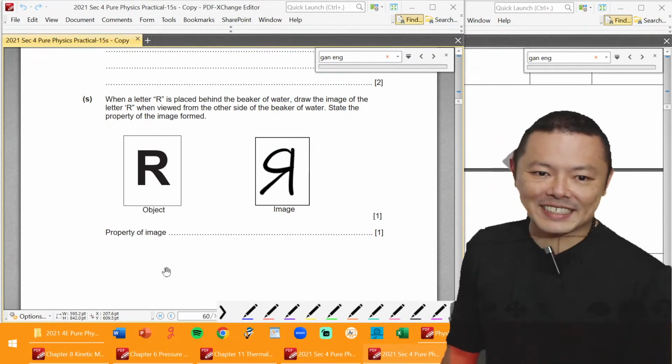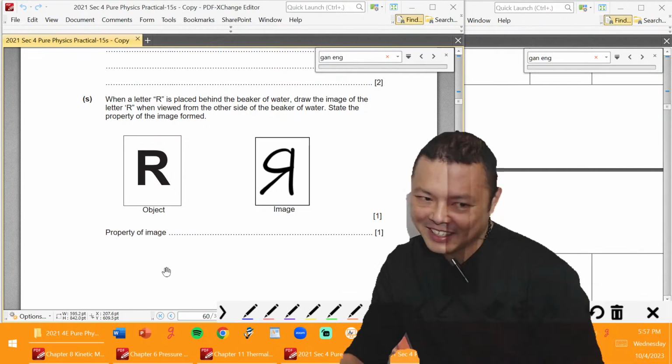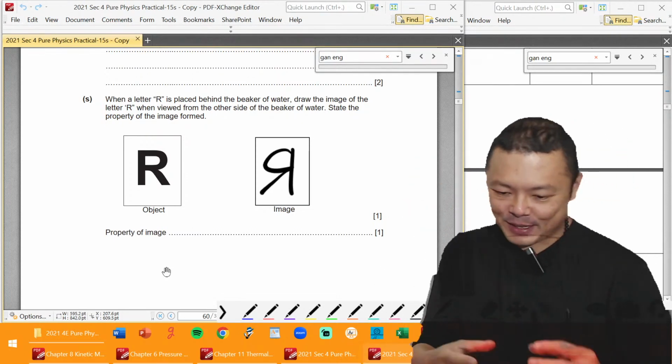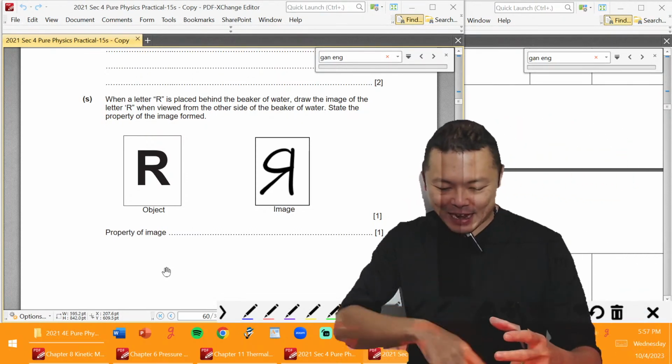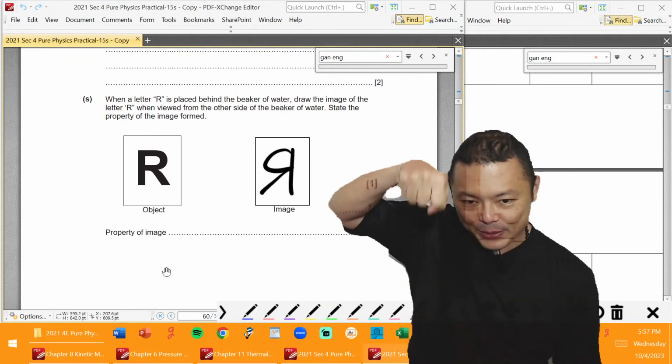Yeah, exactly. There's one of those TikTok videos, right? They show you physics fun, and then they put the beaker there, empty, right? Then they put the paper at the back with an arrow pointing this way. Then you fill the water in, and the arrow points the other way.